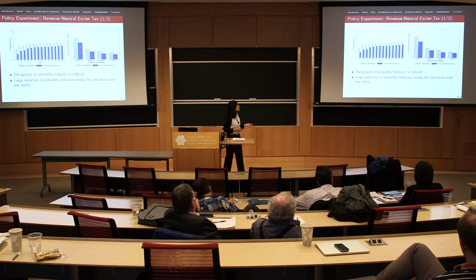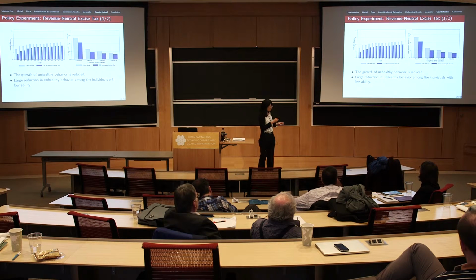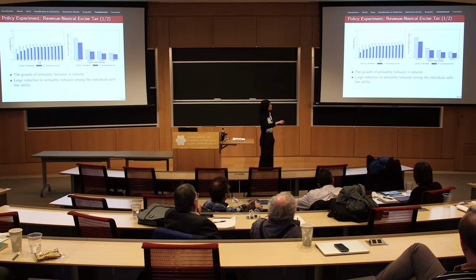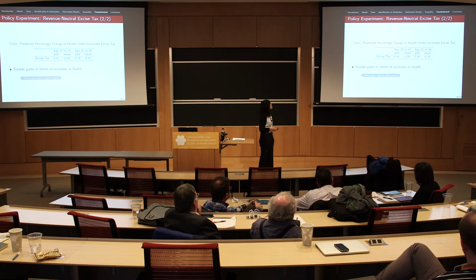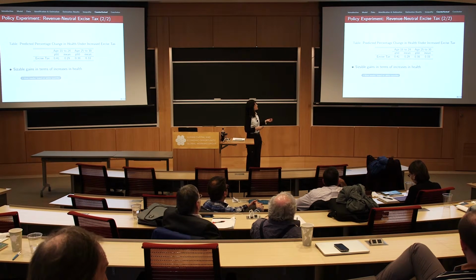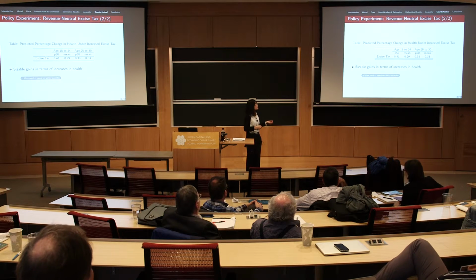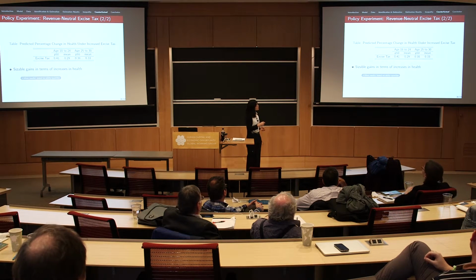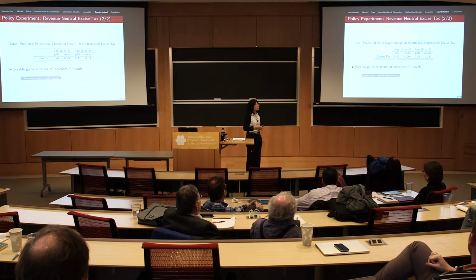Lastly, in this experiment we impose a revenue neutral excise tax, basically a tax on cigarettes. This is a 50% tax, and you would see that individuals reduce their unhealthy behavior consumption, especially at the very beginning. The individuals at the lower percentiles are the ones who would be affected the most. Because of such reduction in unhealthy behavior, we see the predicted changes in health under the increased excise tax: once we impose this tax, we have sizable gains in terms of health.